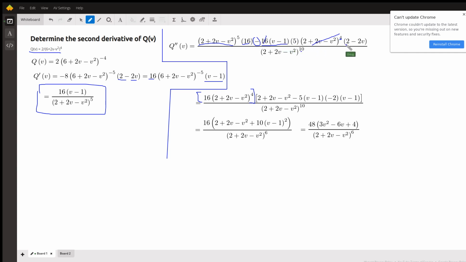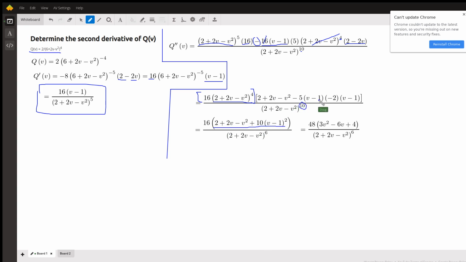While I'm at it, I'm going to factor out another negative 2 from here and rewrite this as negative 2 times v minus 1. And on the next step, this factor right here cancels out with 4 of these factors in the denominator. That's why that became a 6. So all that remains is to simplify what's on the inside.